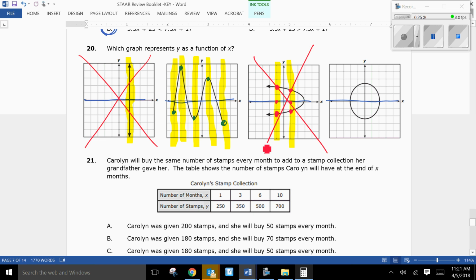And then my last one, you can see a circle, no matter where I draw my vertical line, there's going to be two y values. So this is not a function either. So my function is my second graph.